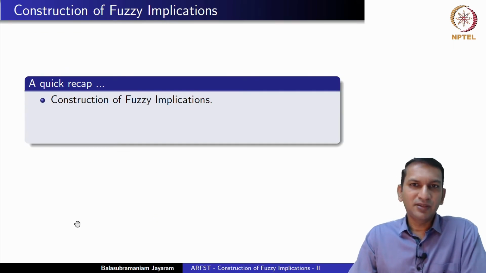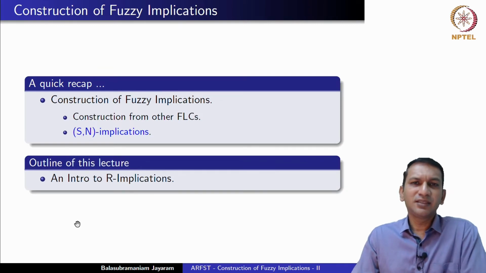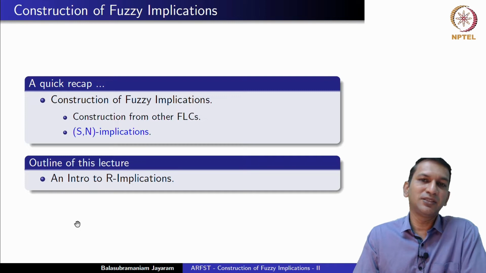In the last lecture, we began to see how to construct fuzzy implications from other fuzzy logic connectives. Specifically, we have seen how to build SN implications, the family of SN implications from a given T conorm and a negation. In this lecture, we will have a general introduction to another family, perhaps a very important family of fuzzy implications known as the R implications.